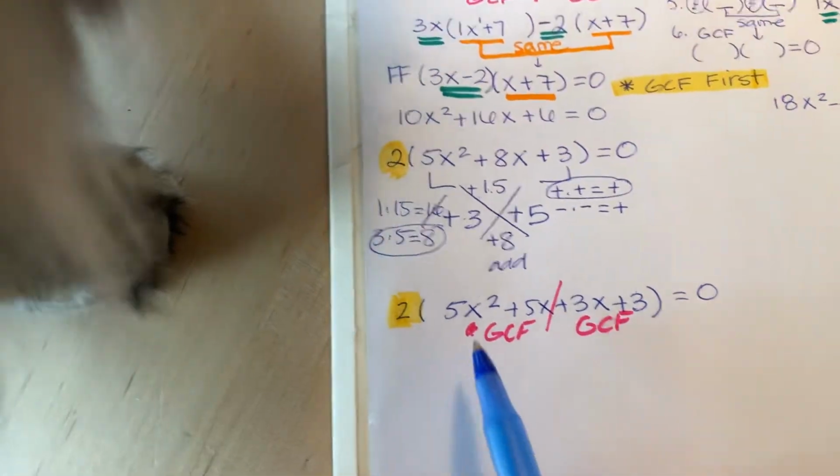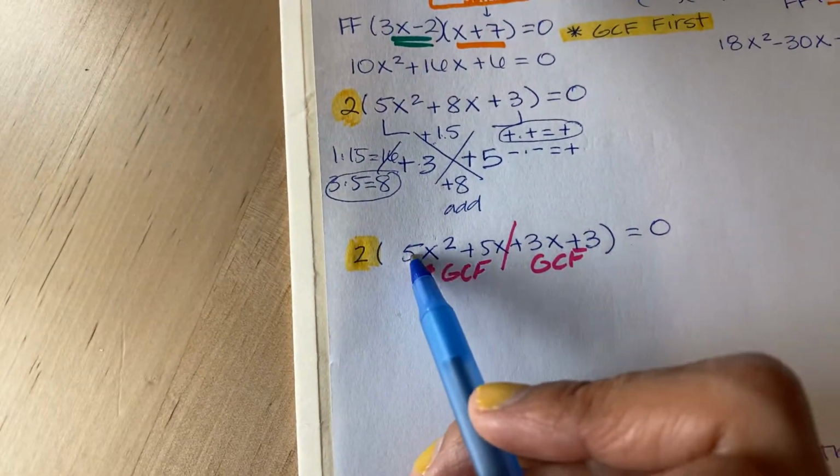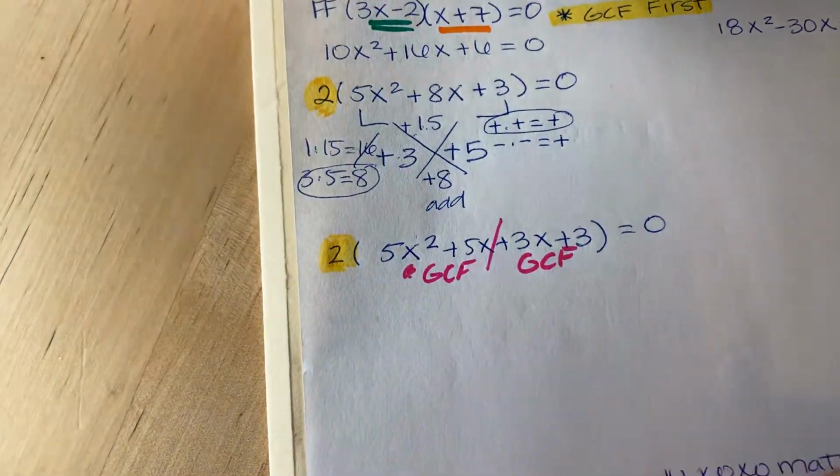Okay, so you have 5 and 5. So what number divides into 5 and 5? Well, they're perfectly identical, so just go ahead and take them out.